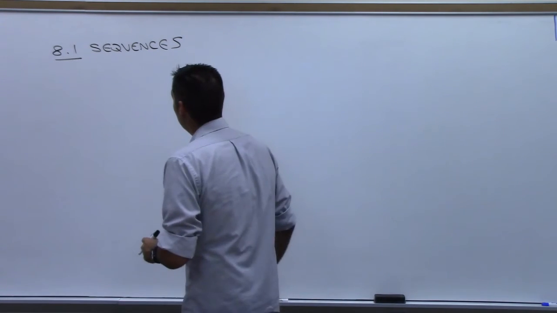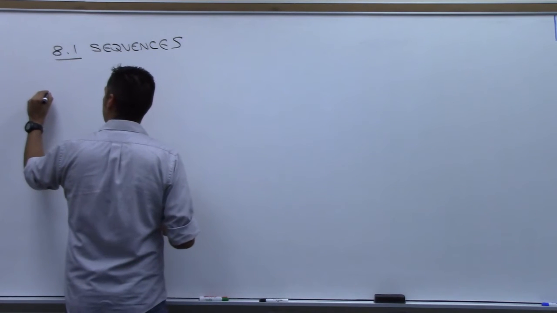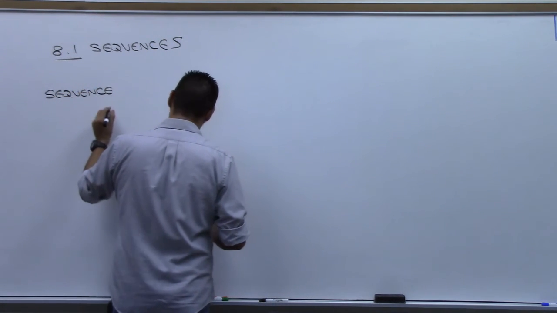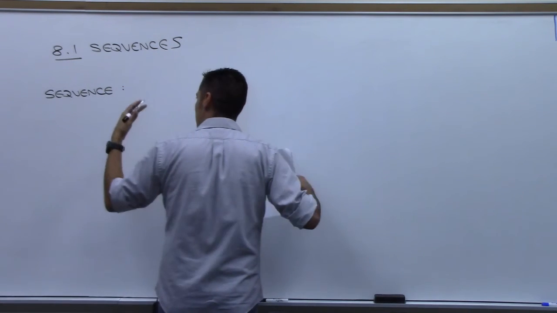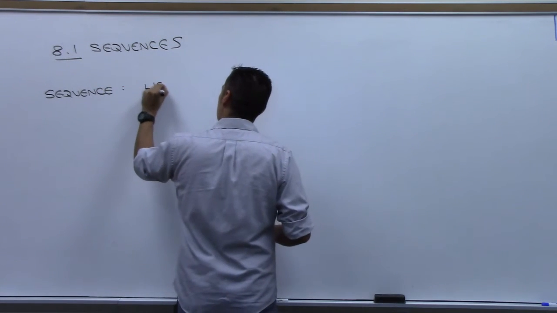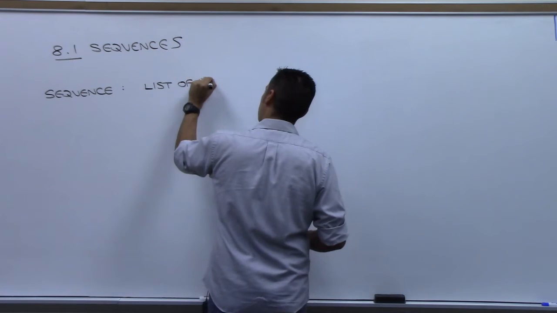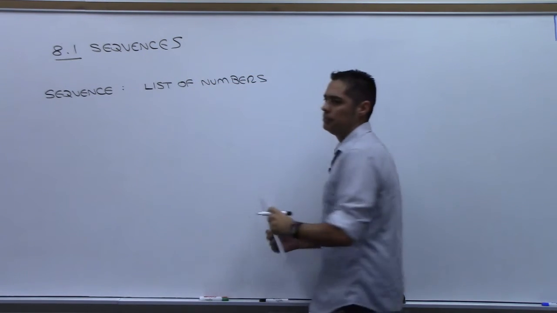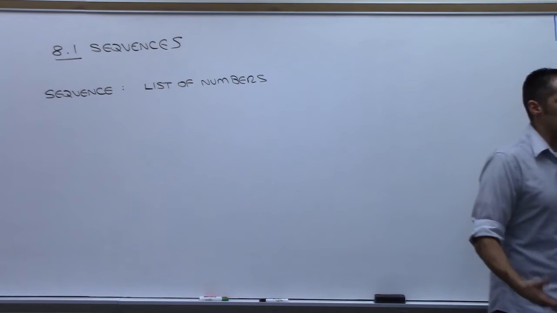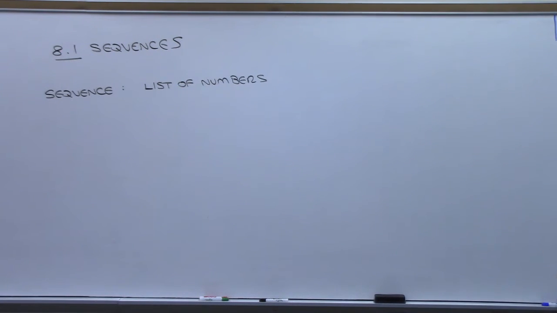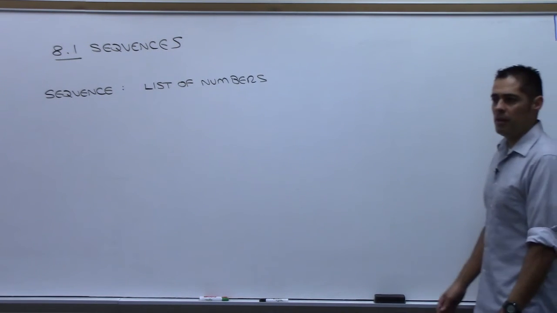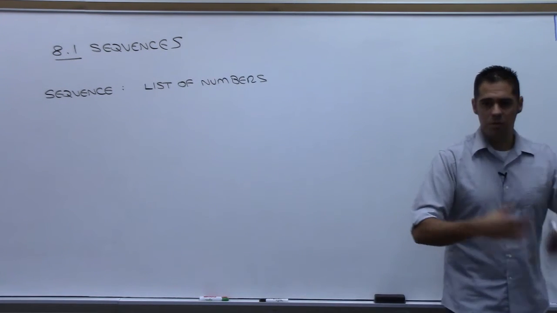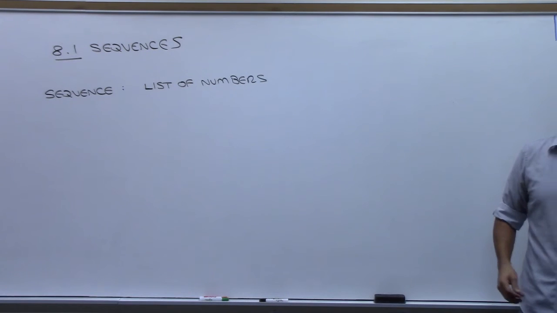All right, so we're going to start with the definition of a sequence. A sequence is basically, in this class, a list of numbers. But in general, a sequence doesn't have to be numbers. For us, right now, it's going to be a list of numbers. Later on, it might turn into a sequence of functions, which would be a list of functions, right?